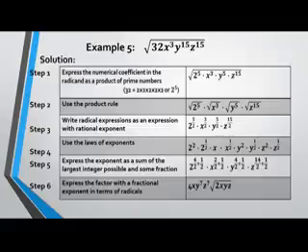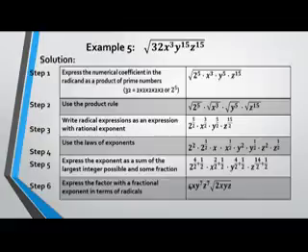So express the numerical coefficient in the radicand as a product of prime numbers as our step 1. Since our numerical coefficient is 32, it has prime factors of 2 times 2 times 2 times 2 times 2, or 2 raised to the power of 5. So this will become the square root of 2 raised to the power of 5 times x cubed times y to the power of 5 times z raised to the power of 15.